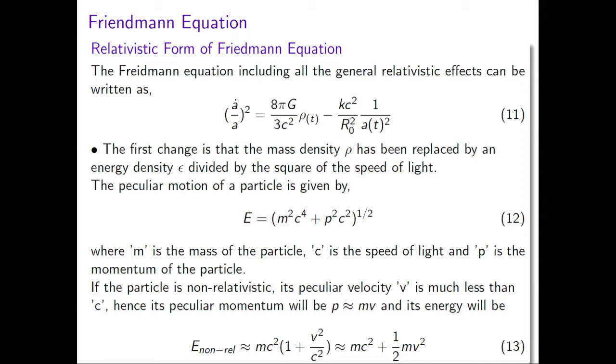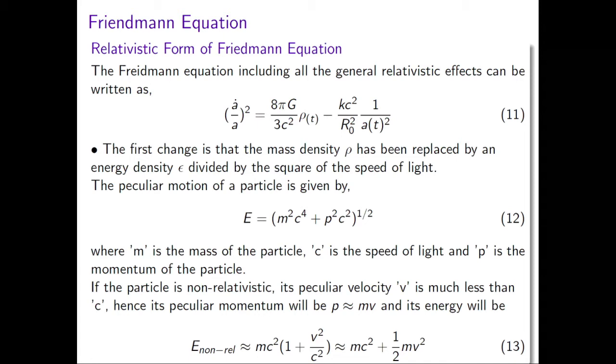From the general theory of relativity, we know the concept of peculiar speeds, right? So if a particle of mass m is moving along in a space that is also expanding or contracting, the additional energy that the particle possesses can be given by this, that is the square root of m²c⁴ plus p²c².